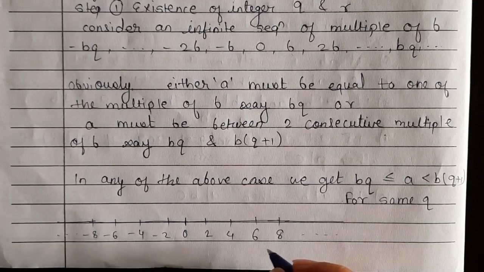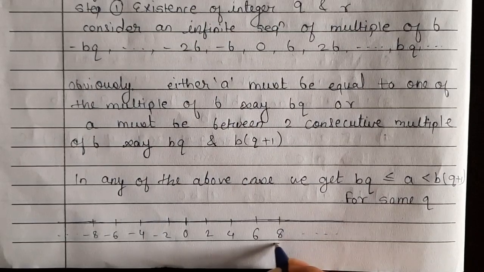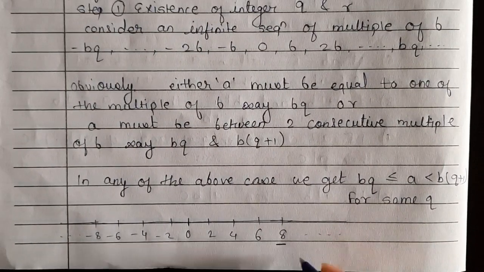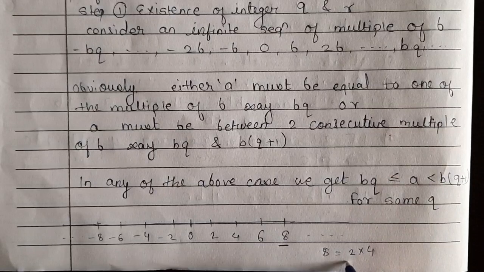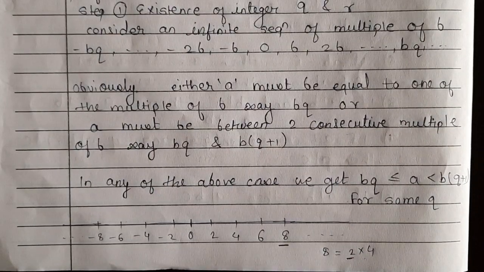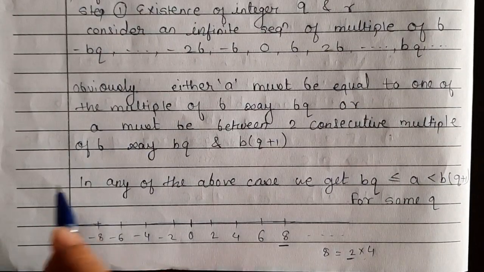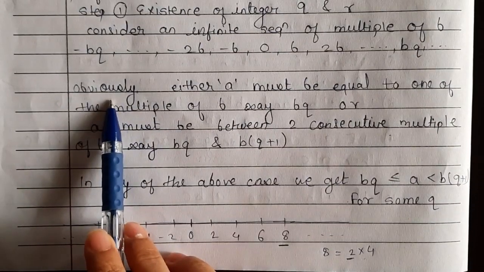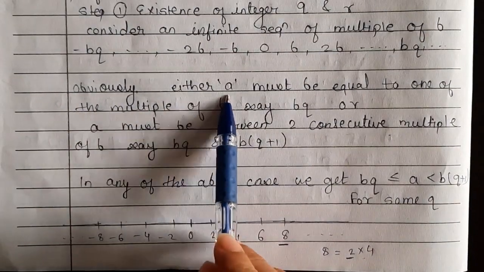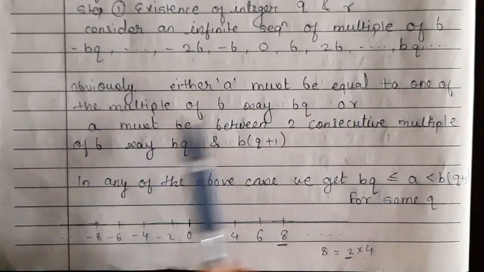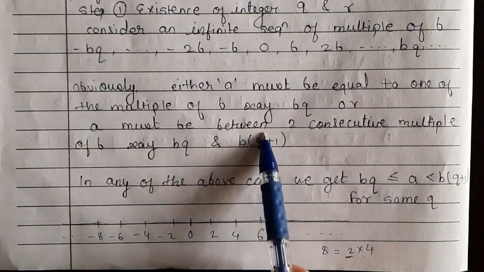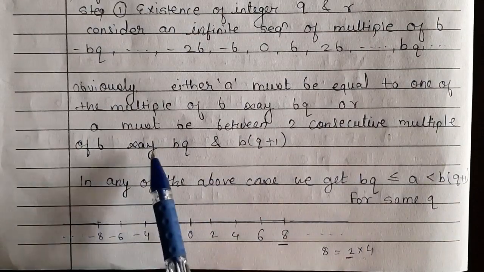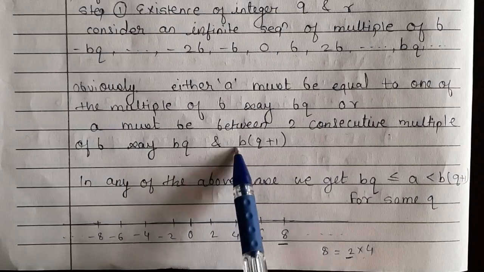Now suppose I took 8. How will I write this? 2 into 4. So this is a multiple of 2, right? Now see the next sentence: either a must be equal to one of the multiples of b, say bq, or a must be between two consecutive multiples of b, say bq and bq plus 1.